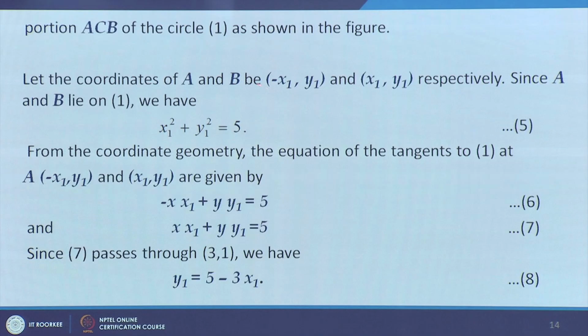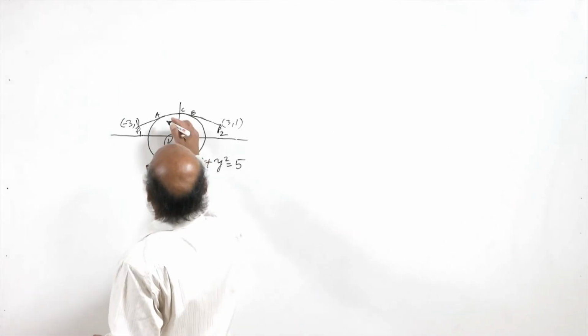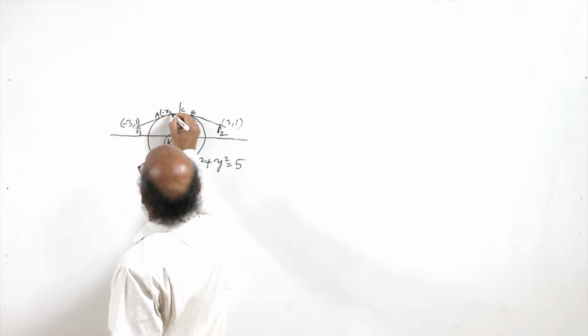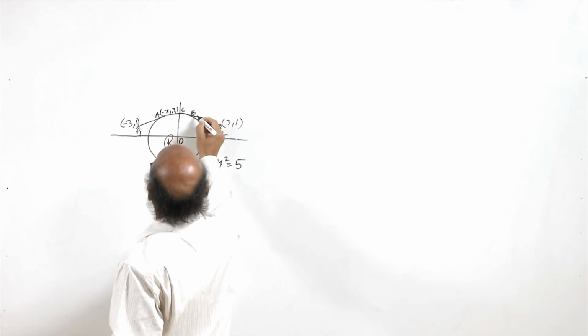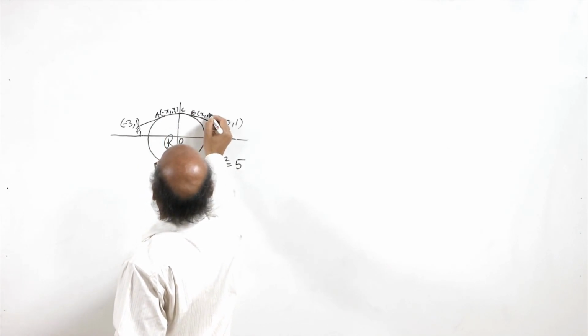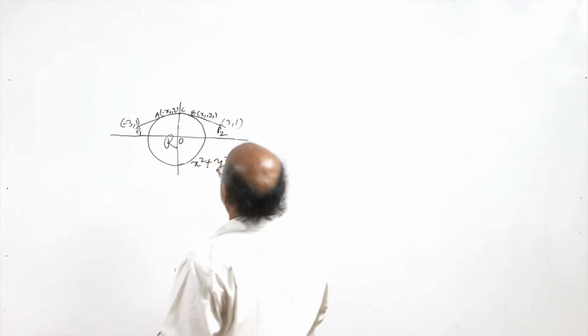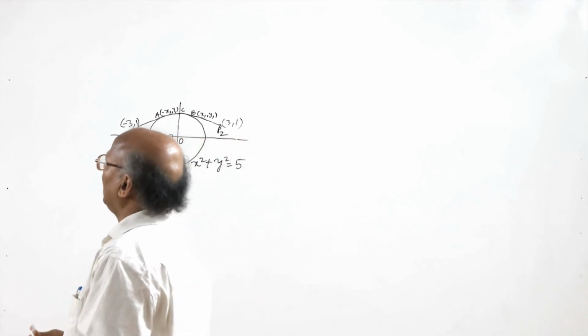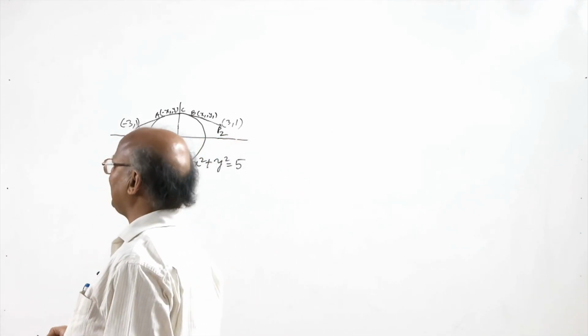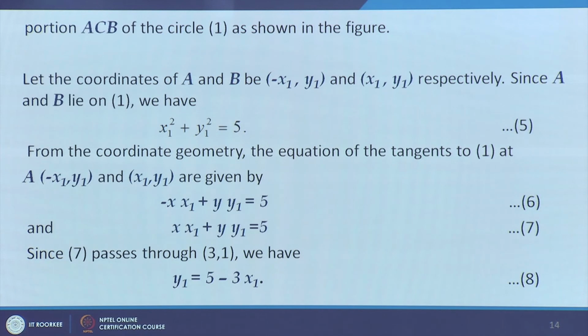Let the coordinates of A and B be (-x1, y1) and (x1, y1) respectively. So, this is (-x1, y1) and the coordinates of this are (x1, y1). Since A and B lie on the curve, the circle x square plus y square equal to 5, x1 square plus y1 square is equal to 5.